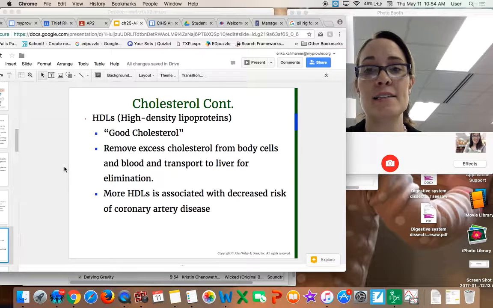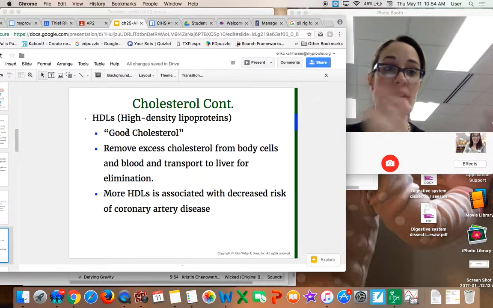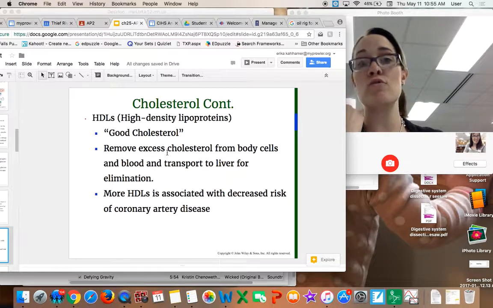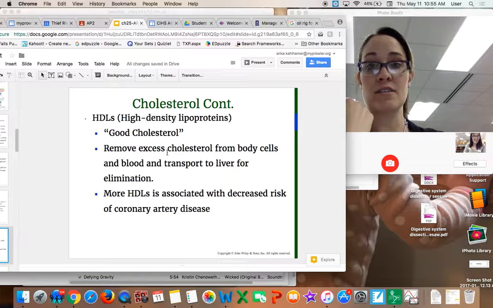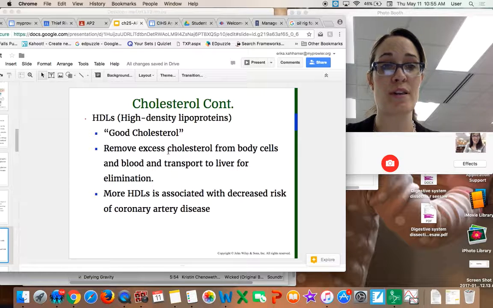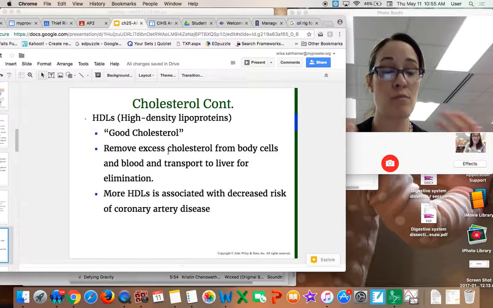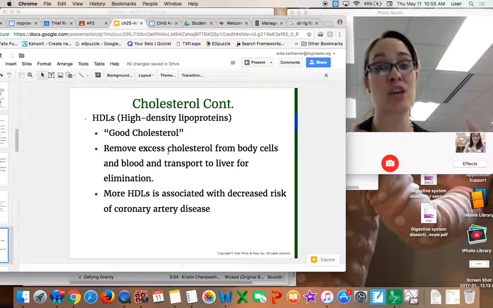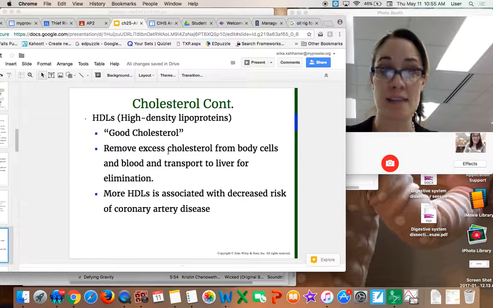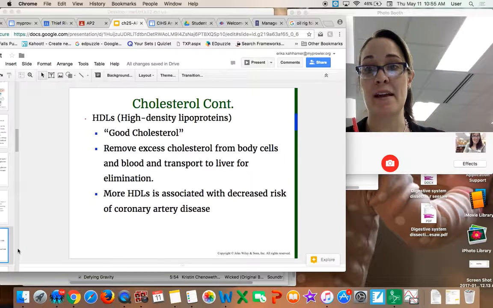High density lipoproteins are known as good cholesterol. Their job is to remove excess cholesterol from your body cells and blood, and then they transport it to the liver for elimination. So more HDLs is a good thing. They decrease your risk for coronary heart disease. This is found in things like nuts, olive oils, things like that.